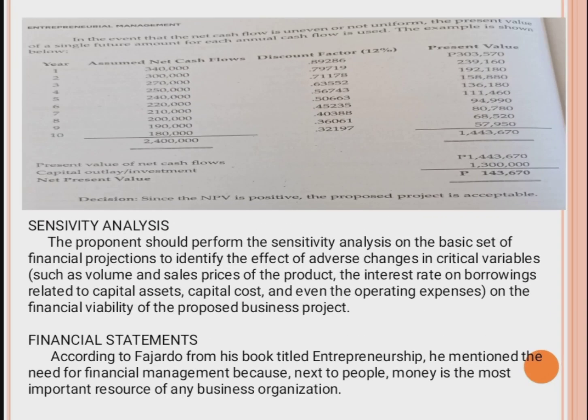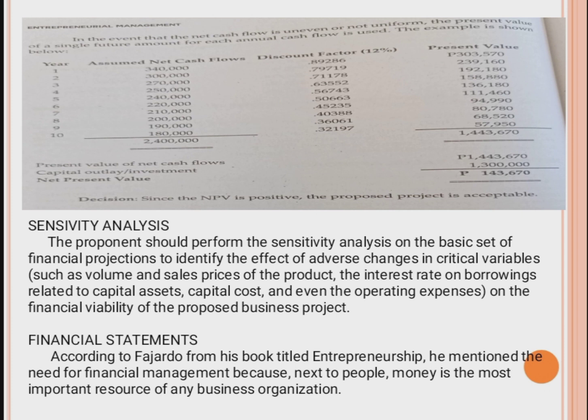In the event that the net cash flow is uneven or not uniform, the present value of a single future amount for each annual cash flow is used. The example is shown below. Year 1, assume net cash flow is 340,000, discount factor at 12% is 0.9286. The present value is 303,570. Year 2 is 300,000, the discount factor is 0.79719.